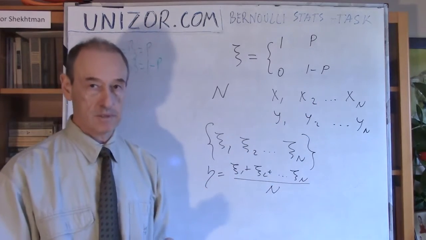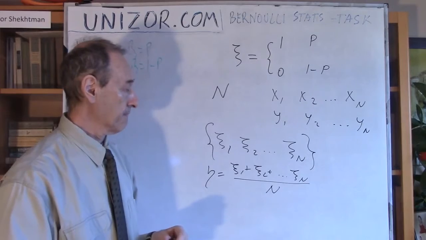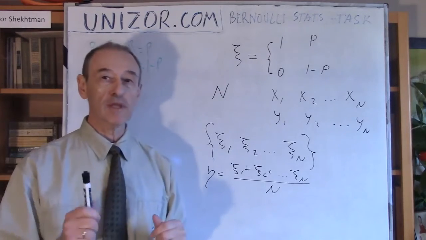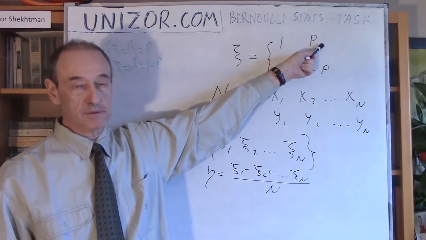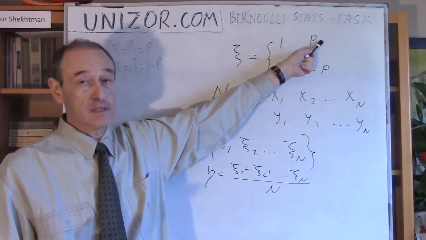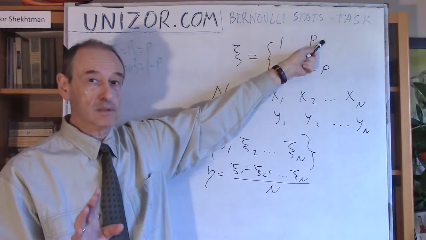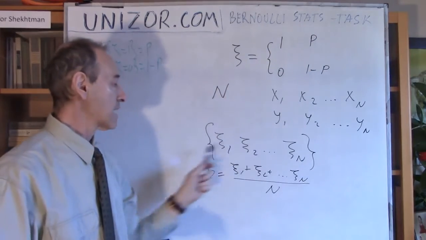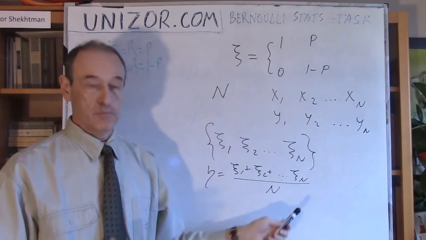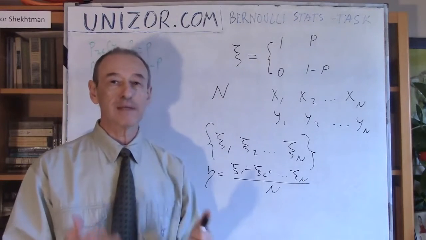So eta is a random variable which is the result of the combined experiment on n coin tossings or n some other experiments. All right? And now what's very interesting is that we would like to approximate a constant. P is a constant, an unknown constant, but still a constant. We would like to approximate a constant with a random value, and that approximation must be good.